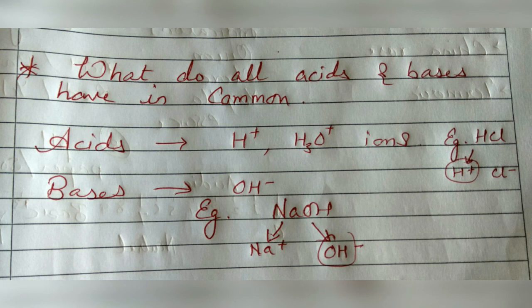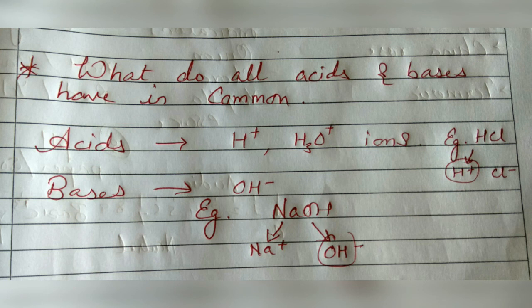Okay, today's topic for this video, the last topic, that is what do all the acids and bases have in common. So dear student, very important, acids are having H plus ions. Not only H plus ions, but when we dissolve the acids in the water, we are getting H3O plus, hydronium ion also, hydrogen ion also, hydronium ion also. So these are responsible for the acidic character.